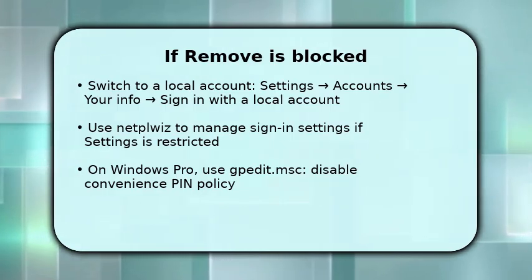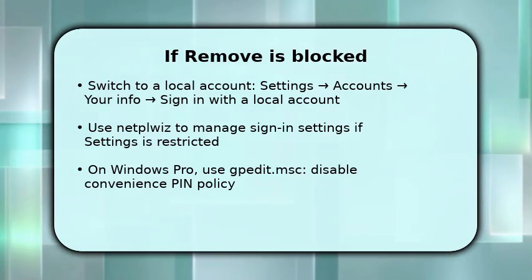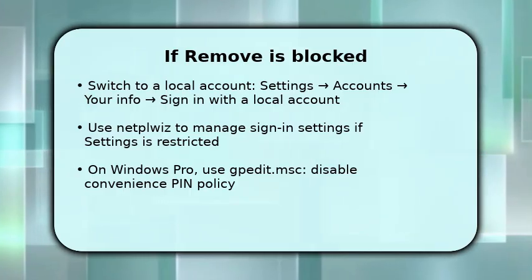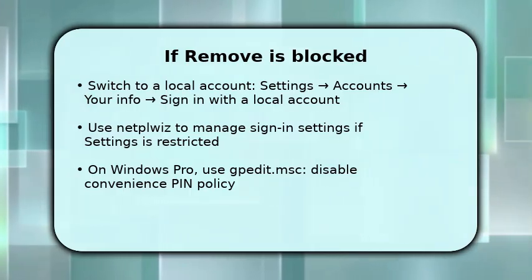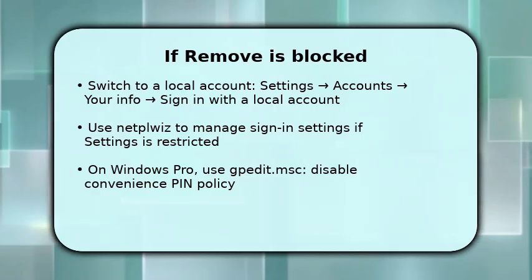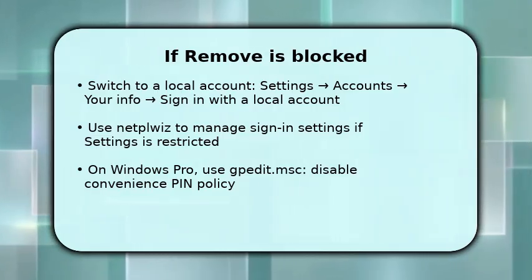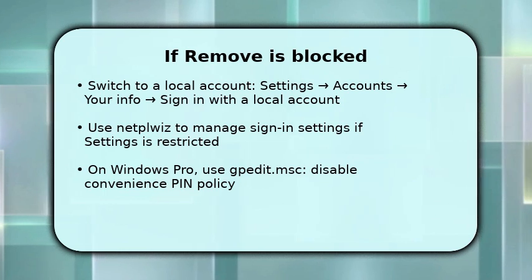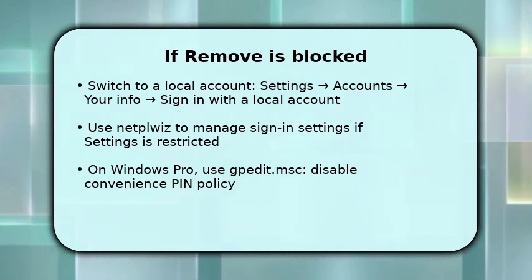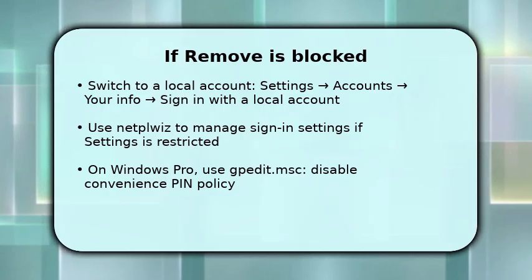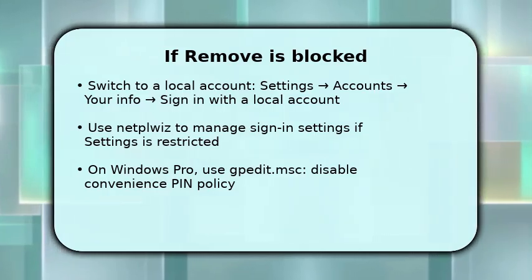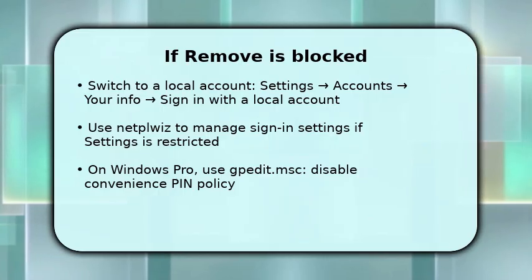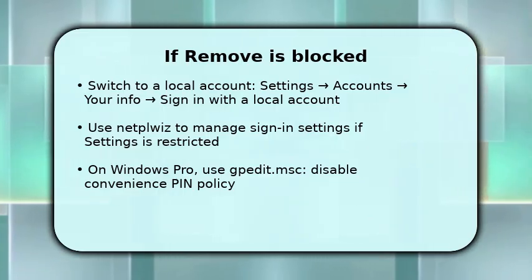If that still fails, run netplwiz to inspect auto sign-in options and untick any forced sign-in. On Pro/Enterprise, open gpedit.msc and navigate to Computer Configuration, Administrative Templates, System, Logon. Set Turn on Convenience PIN Sign-in to Disabled, then restart. These steps force Windows to allow PIN removal.